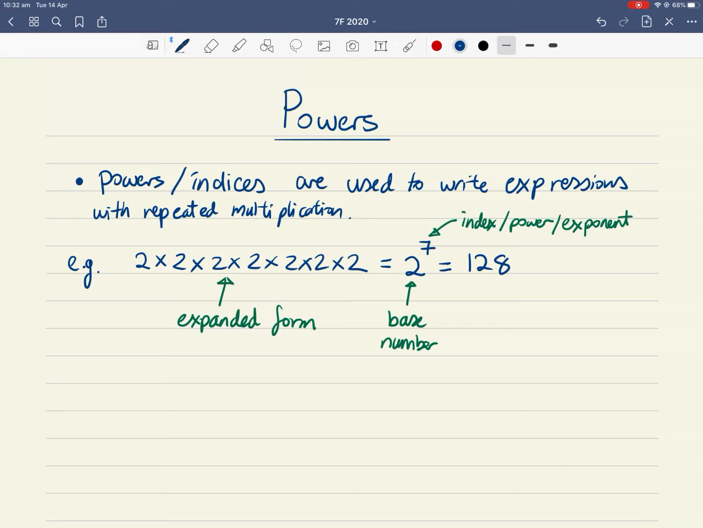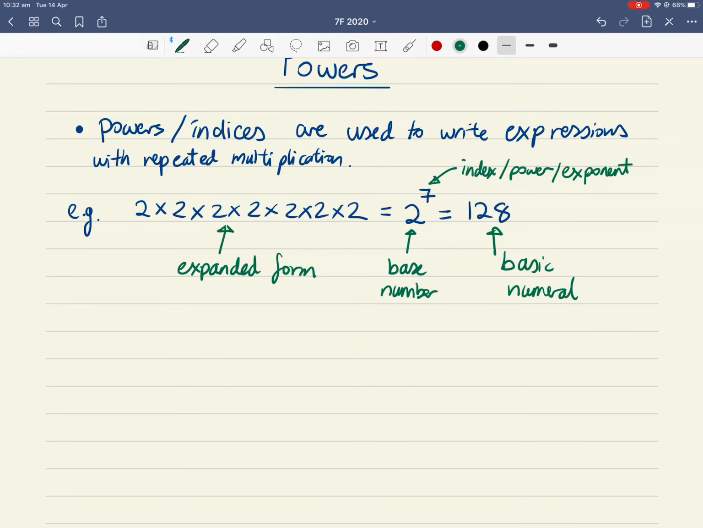And so this answer version of 2 to the 7 is what we call the basic numeral. So when you actually work out what 2 to the power of 7 is, we say that that's a basic numeral.